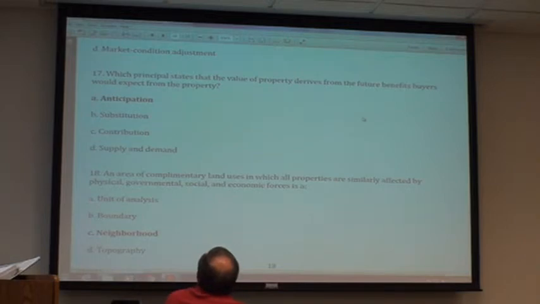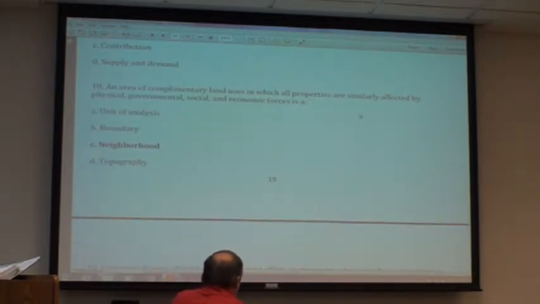Number 17, which principle states that the value of a property derives from the future benefits we expect from the property? That's A, anticipation. Number 18, an area of complementary land uses which all properties are similarly affected by physical, governmental, social, and economic forces is called C, a neighborhood.